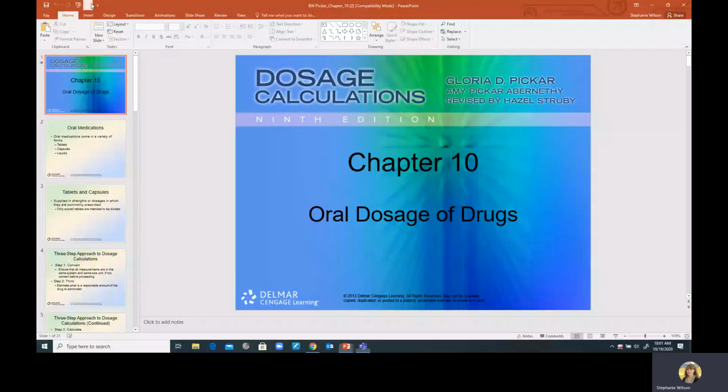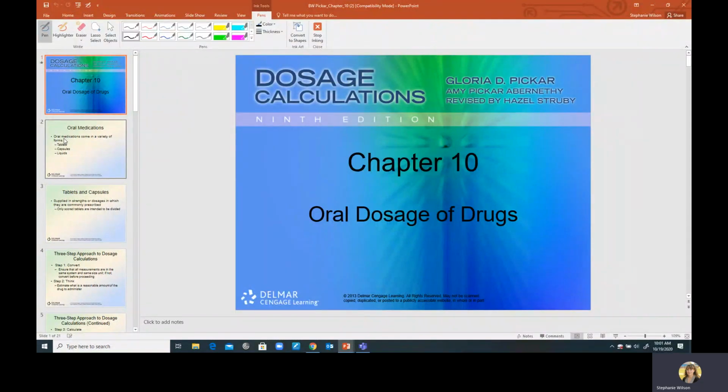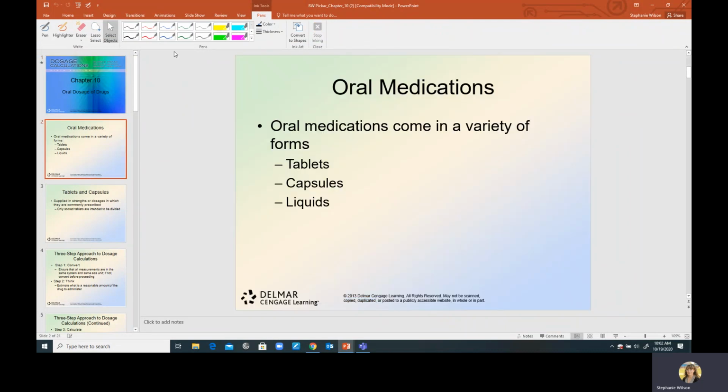Oral dosage of drugs. So we have different types and different forms of oral dosages of medication. We have a tablet. And in tablets, we're going to round to the nearest hundredths because some tablets can be broken into halves or two parts. They're usually called scored, but just to be consistent in the class, if you are solving for tablets, you need to round to the nearest hundredths, which is 2 decimal places.